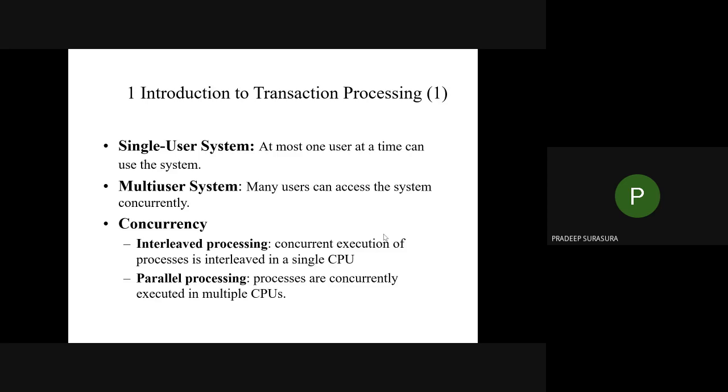When you're talking about transaction processing, you need to know the different types of systems, or the background required to study transaction processing. You try to execute the queries in the form of a particular process. Just imagine you are trying to use your ATM machine. In an ATM machine, you use the transaction in the form of a particular process.